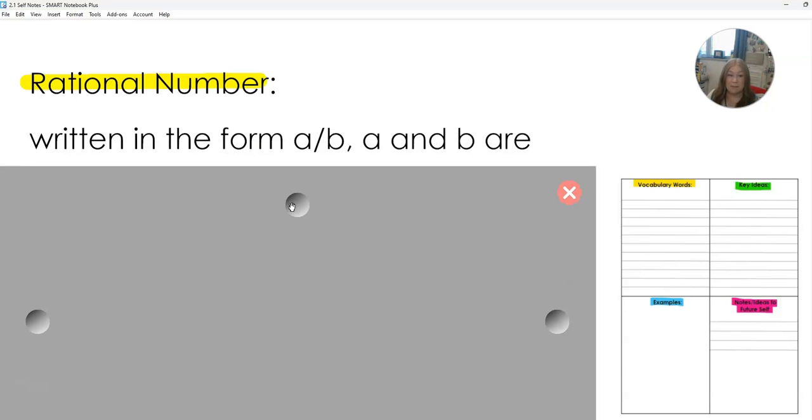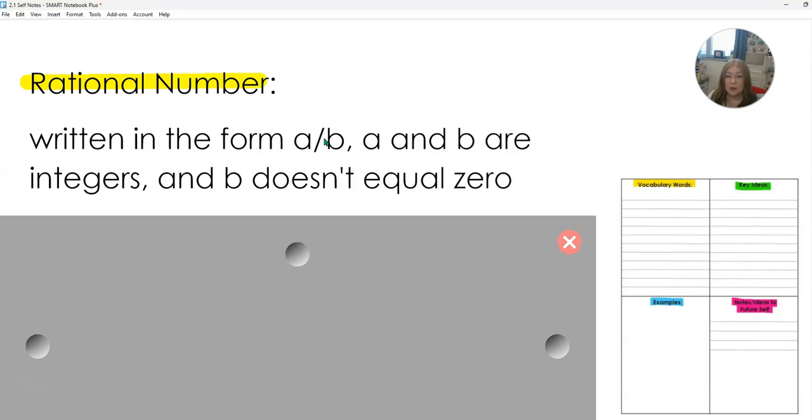So rational numbers are written in the form a over b. So they're a fraction. So that's what that says, is they're written as a fraction, or they can be. A and b have to be integers. So you can't have 0.5 over 7. You can't have a decimal and a fraction combined together. So these are both whole numbers. It's like 3 over 4, 7 over 8, 9 over 5. You can have an improper fraction. It just needs to be written as a fraction. And b cannot be 0. So you can't have 4 over 0.